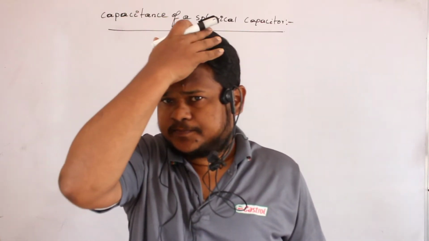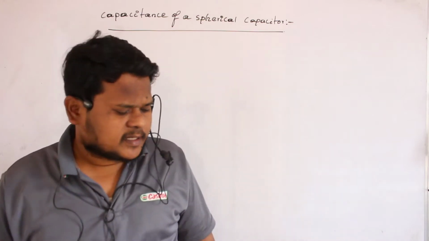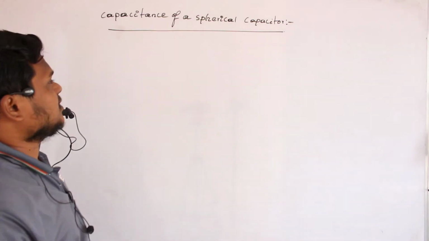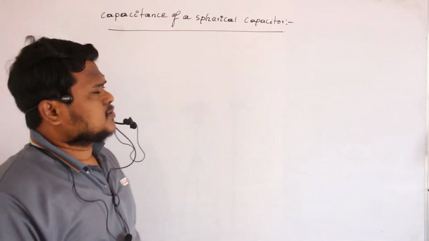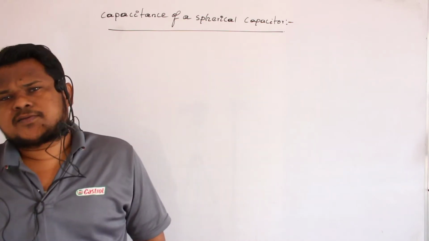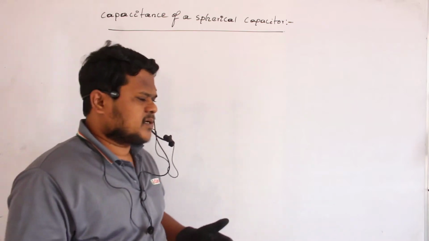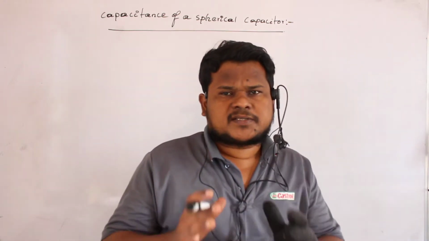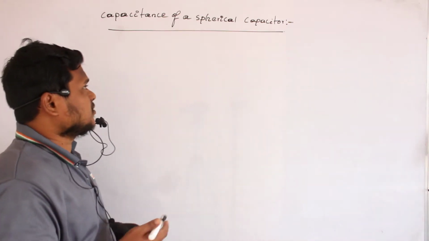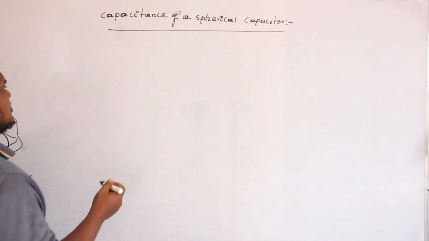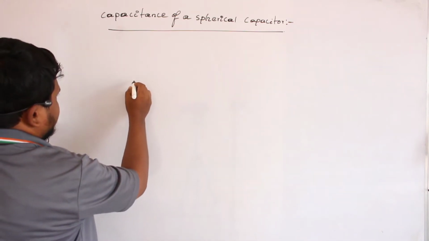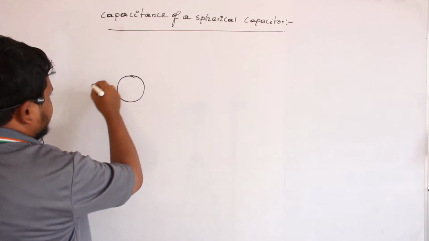Dear students, now let us study the capacitance of a spherical capacitor. So, a spherical capacitor is also a parallel plate capacitor only, because in a parallel plate capacitor or any type of capacitor, plates are always parallel to each other. In a spherical capacitor also, the same condition holds. So, here we take a sphere. So, this is a sphere.